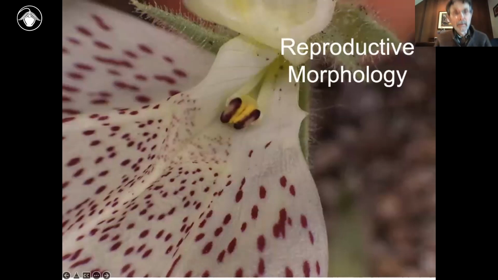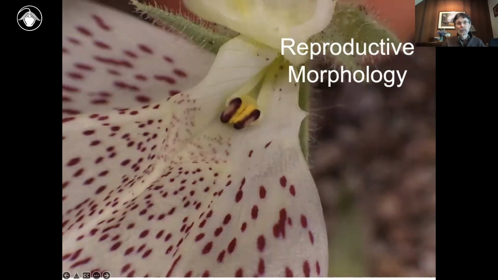So the reproductive morphology of plants is what I'm going to be covering here: the sexual reproductive morphology, which basically involves the flowers and the fruits, and the larger inflorescence that includes all the flowers of a flowering shoot. The traits associated with reproductive morphology, as Susan just mentioned, can be really critical for plant identification.